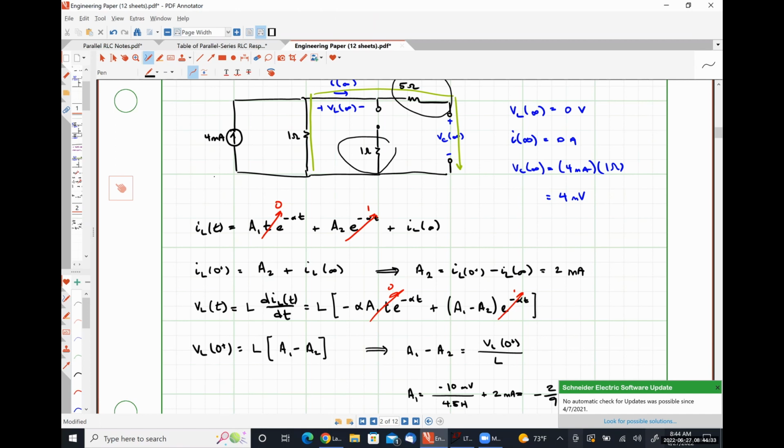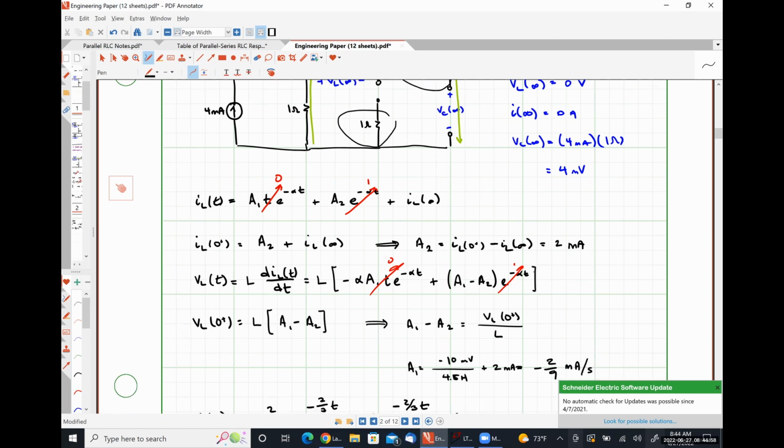When t is equal to 0, our first term goes to 0. When t is equal to 0, our second term, the exponential, goes to 1, so we're just left with A2. IL at infinity is a constant value. So we have IL at 0 plus is equal to A2. 2 milliamps minus 0 is equal to 2 milliamps. Kind of hard to mess that up, okay?